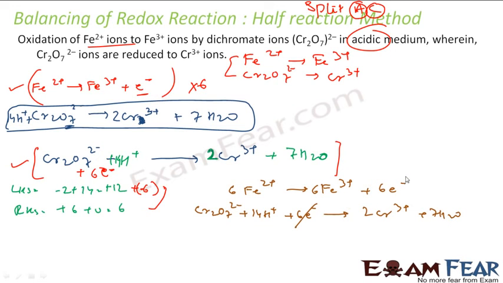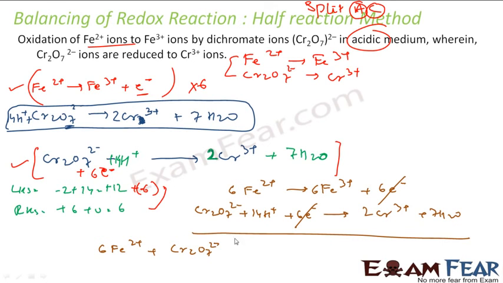So if you see, the electrons cancel, right? And if you add these, you'll get the final reaction, and the final reaction will be 6 Fe2+ plus Cr2O7 2-, right, plus 14H+, this gives you 6 Fe3+ plus 2 Cr3+ plus 7H2O. This is my balanced reaction.